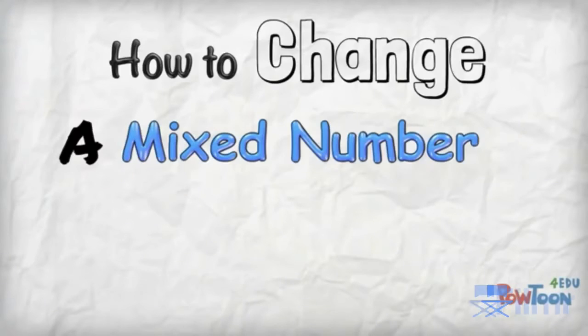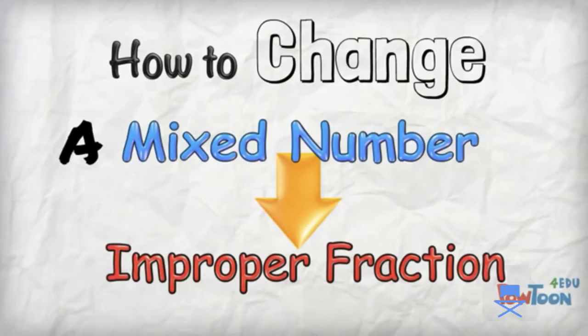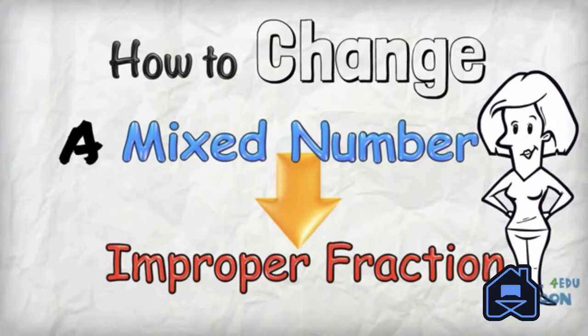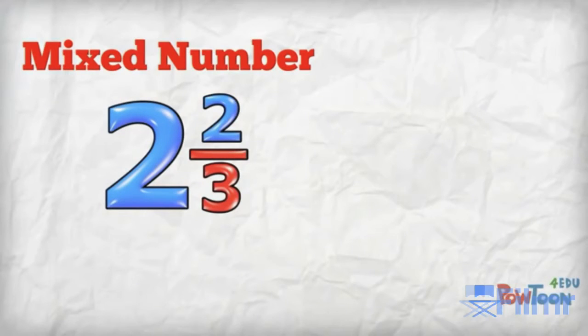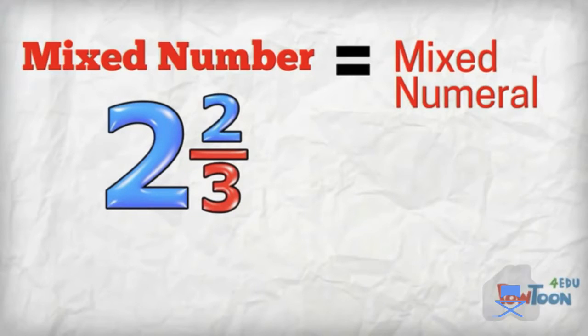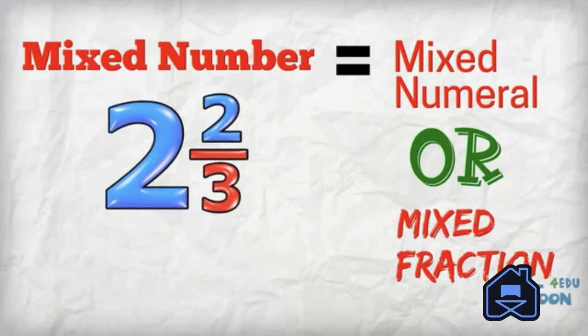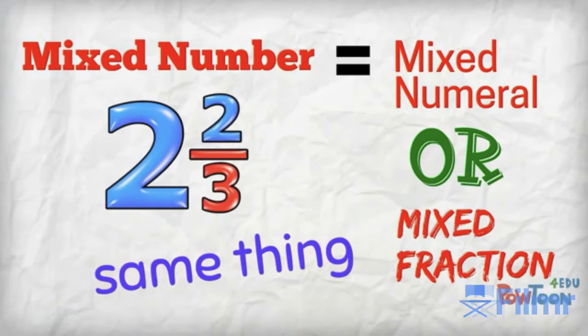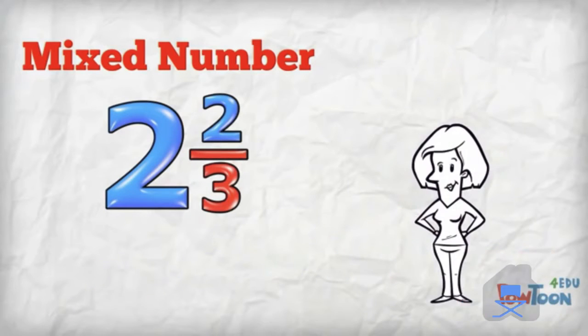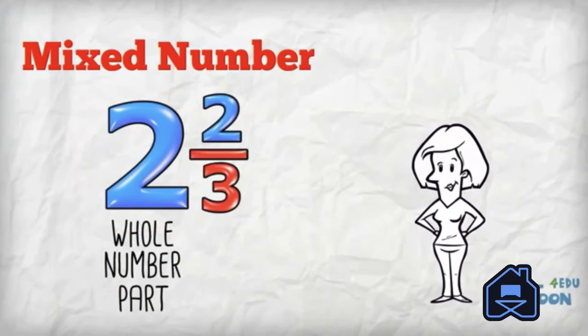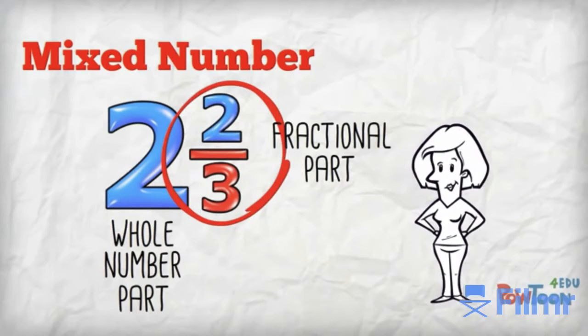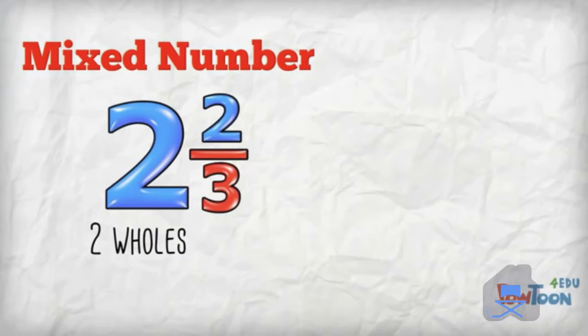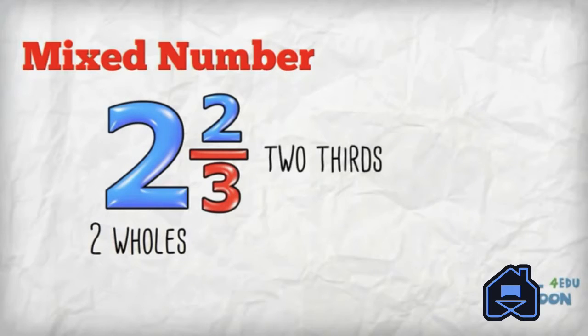Fractions. How to change a mixed number to an improper fraction. You've got to know how to do this when you're doing fractions. Let me walk you through how to make sense of it so you can do it too. Here's a mixed number. You might also hear this thing called a mixed numeral or a mixed fraction. Different names, but they all mean the same thing. Every mixed number contains a whole number part and a fractional part. Here we've got 2 2/3, that's 2 whole ones, and the fractional part is 2/3.